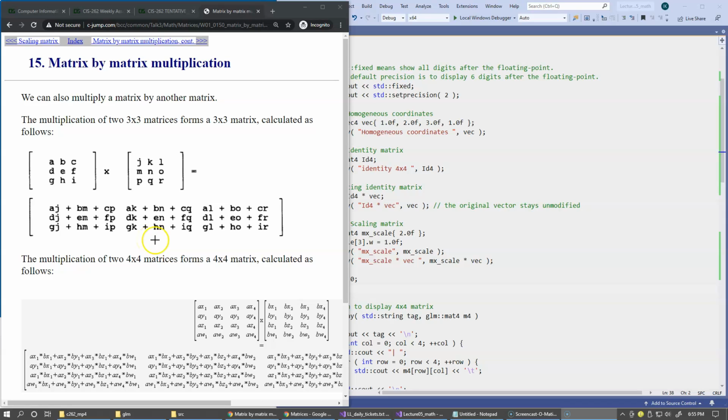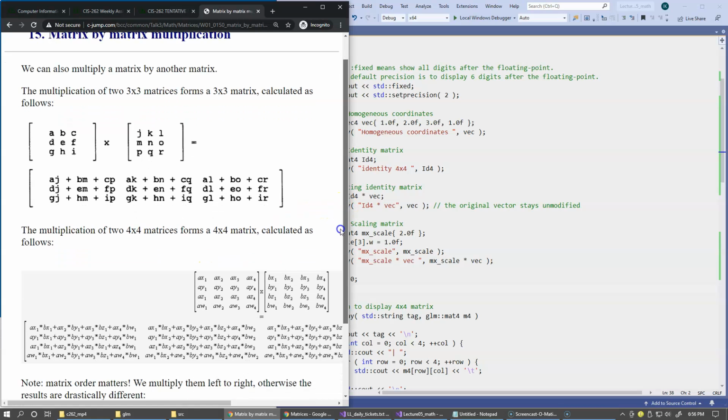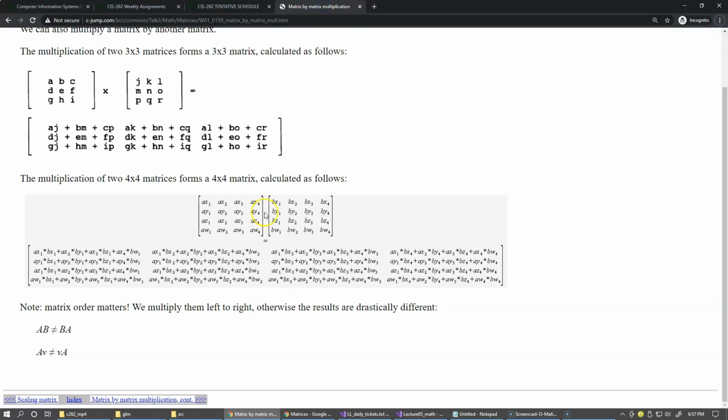So for example, this last element right here is formed by multiplying the corresponding components of the column and the row of the initial two matrices. Similarly, we can multiply 4x4 matrices, and a very similar recipe can be applied for this 4x4 matrix multiplication.